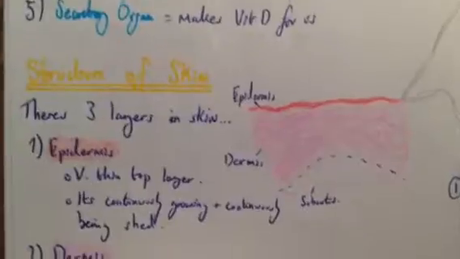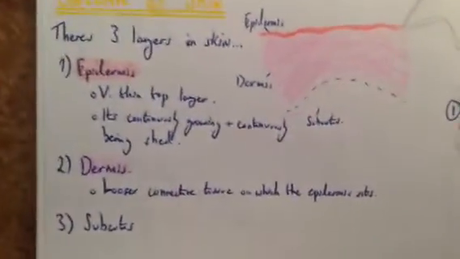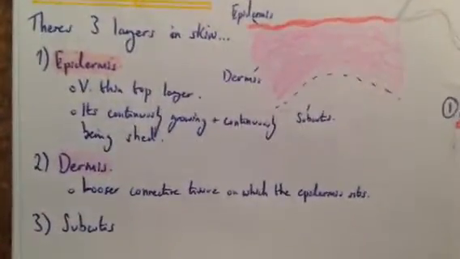So the structure of the skin. Skin has 3 layers. You can see here, 3 layers. Know these layers: epidermis, dermis, subcutis. Epidermis is a very thin top layer.